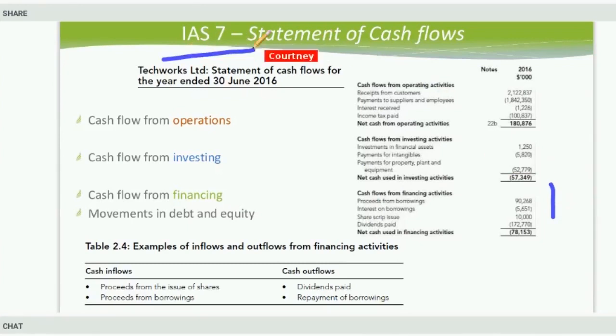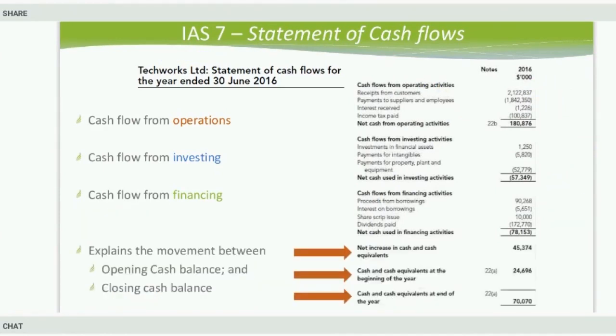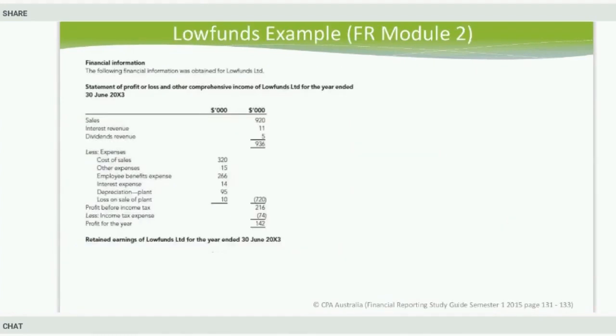So once again, I've been referring to the template. So you can see operations, investing, financing. We need to be able to build this, and it ties in with the balance sheet. So what we do is we get our cash at the beginning in the balance sheet, and then we adjust for operations, investing, and financing, and that will give us our cash at the end.